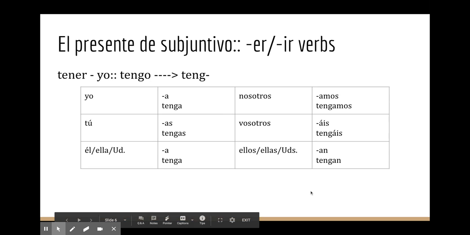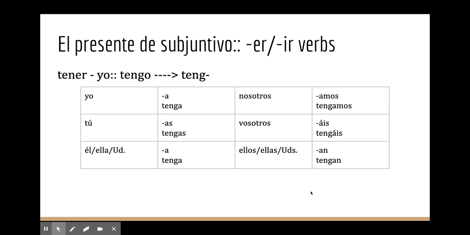For ER-IR verbs, same thing. You're going to take the yo form. So, por ejemplo, tener, yo is tengo. You're going to drop the o, and you're going to add the opposite vowel ending, which is a, as, a, amos, áis, an for ER and IR verbs. So tenga, tengas, tenga, tengamos, tengáis, tengan. That's how it's going to work for most verbs. Even irregular ones like tener, you still follow the rules.